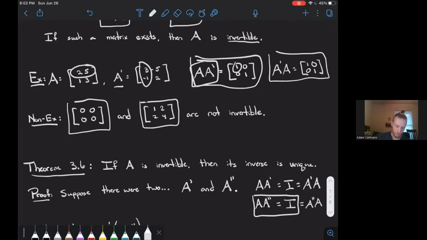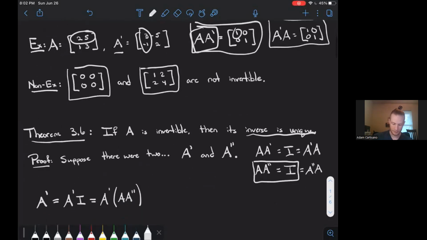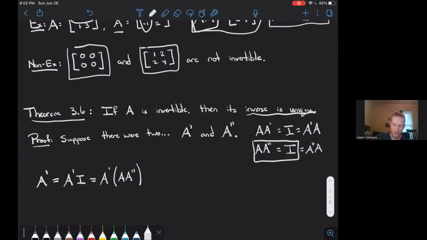We do have a theorem which says that if A is invertible, then its inverse is unique. Well, the proof is pretty straightforward. Suppose that there were two. I should say something about this proof technique that we're about to employ. To prove uniqueness in mathematics, the strategy is always the same. We just assume that you had two things that satisfied the thing that you're trying to prove is unique, and then you have to show for some reason that one is equal to the other.